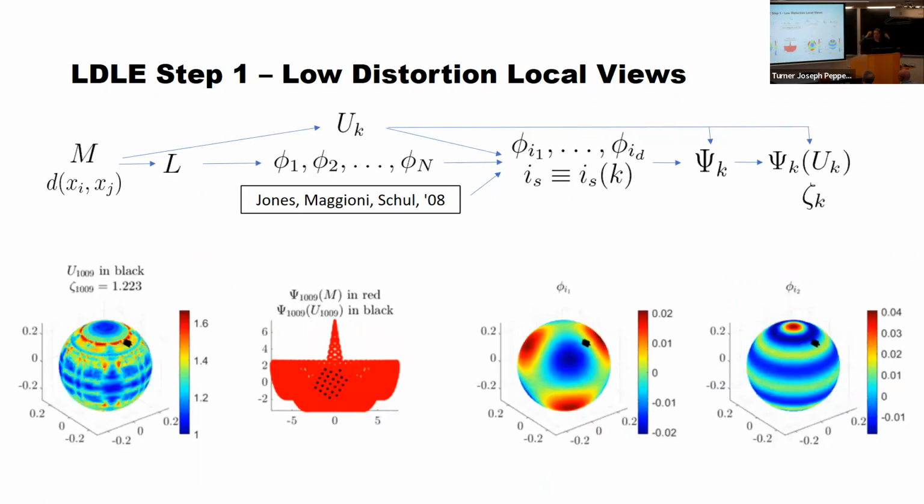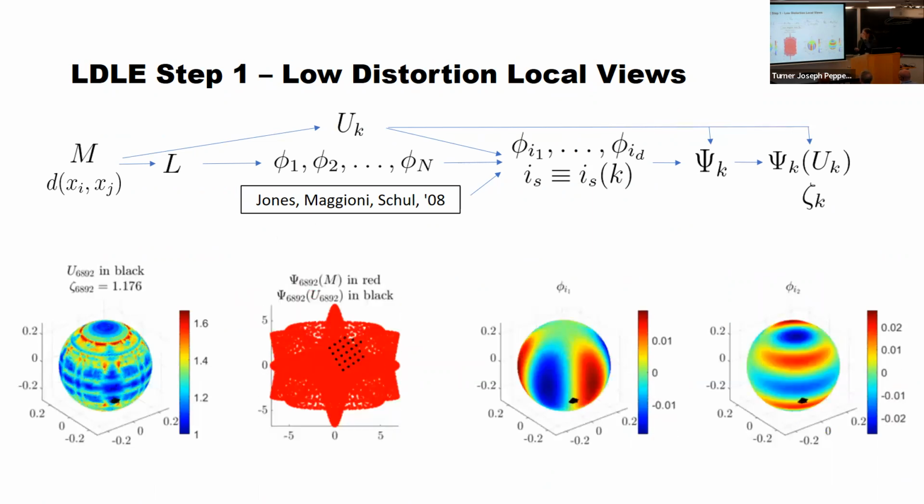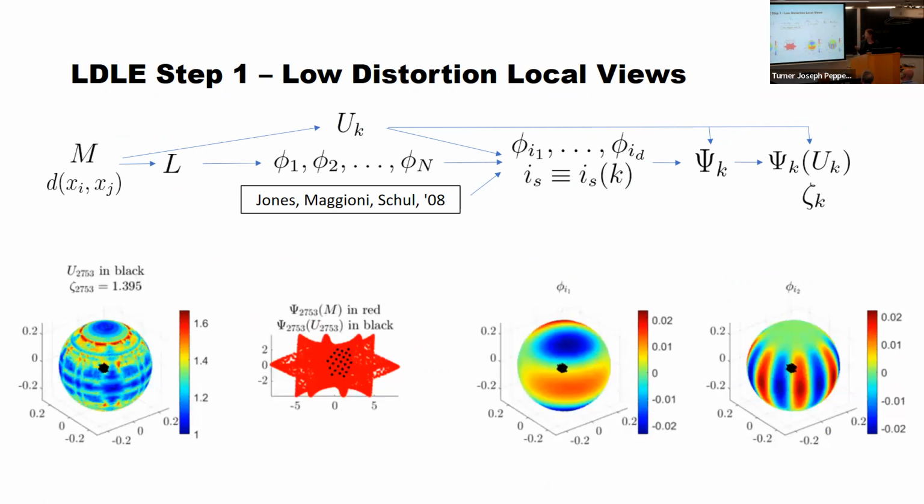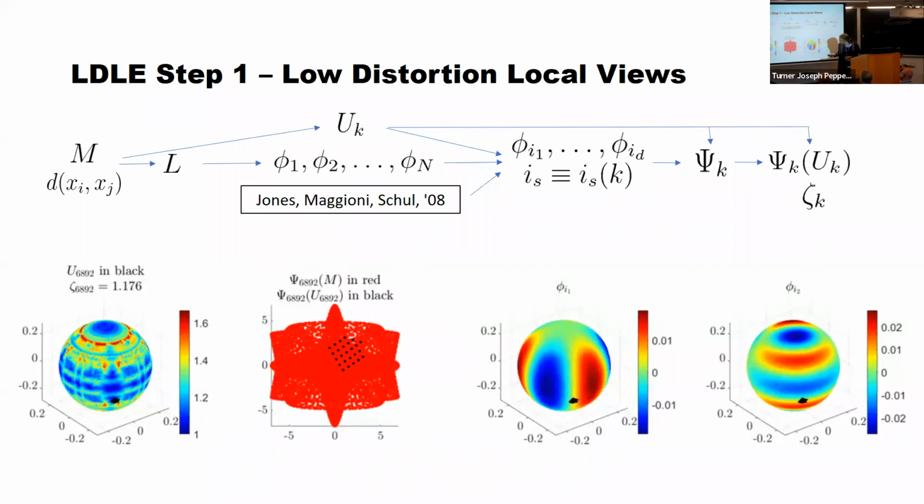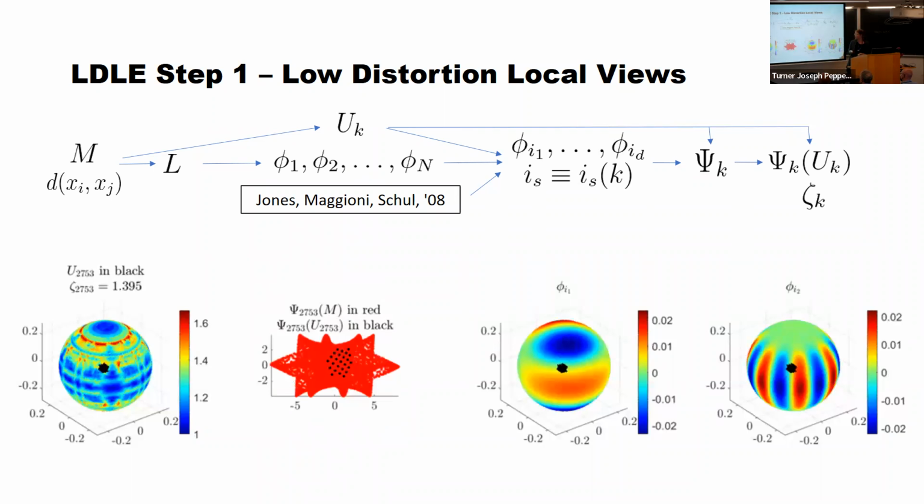So bottom-up manifold learning, in the first stage, what we want are low distortion local views, and this is building on a result from Jones, Maggioni, and Schul in 2008. What you can see here in the plot, we are on the sphere, and there is this very local neighborhood of black points that is hopping around.